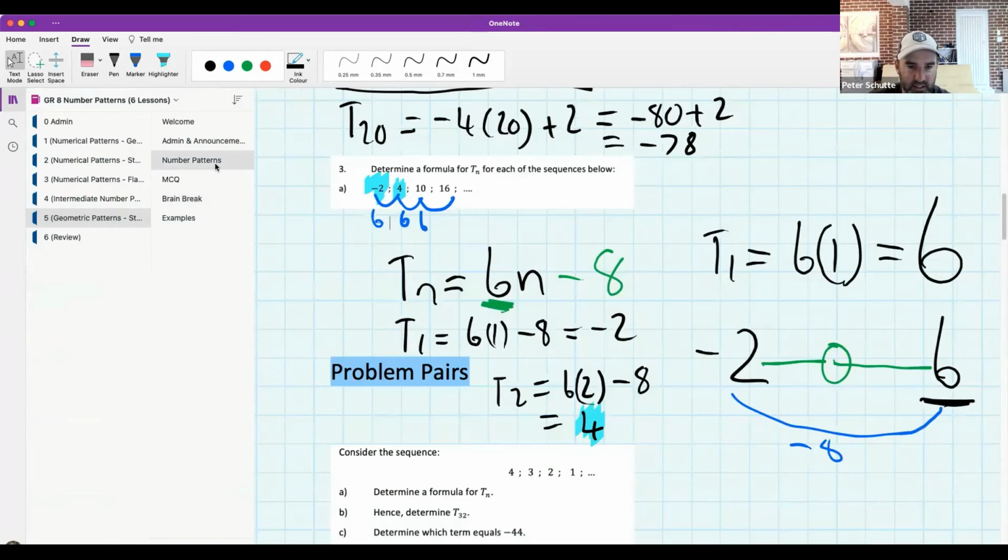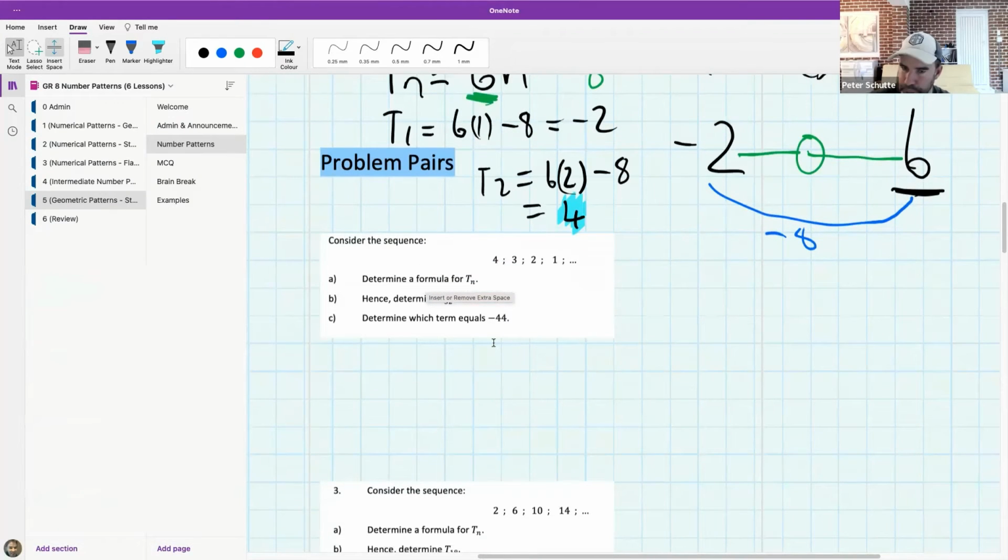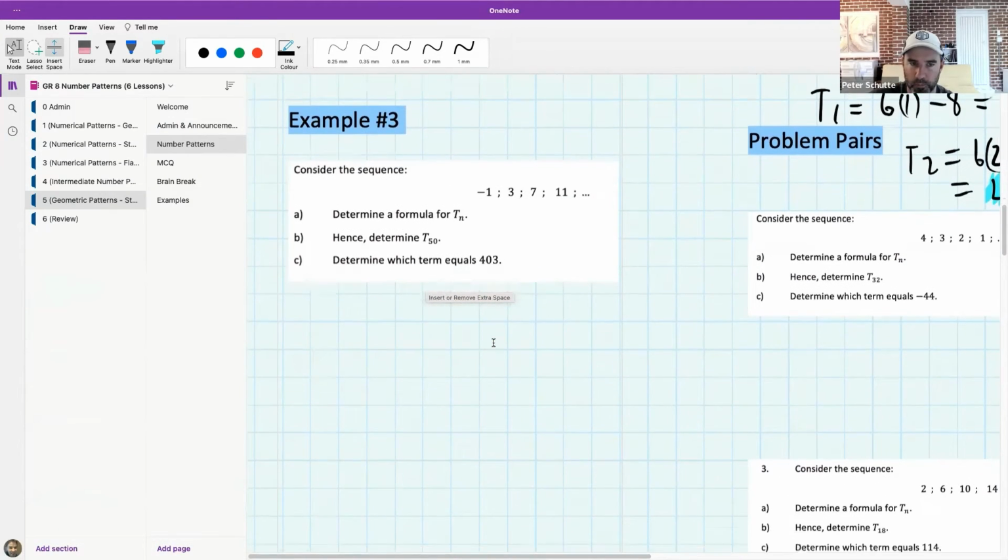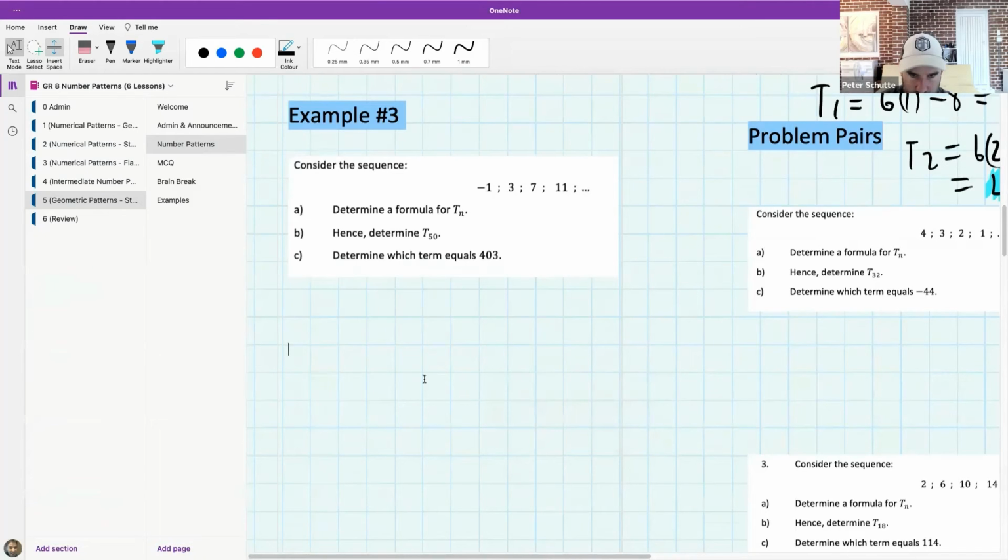Okay, let us get back to one more set of questions here. So in this question, what we're going to do now, this question C is a little bit tricky. I'm only going to suggest you do it if you've completely mastered A and B. Don't worry about doing C if you're having trouble with A and B. It's just not necessary. I'm going to do example 3, and then I'm going to ask you to do the problem pairs on the right-hand side.